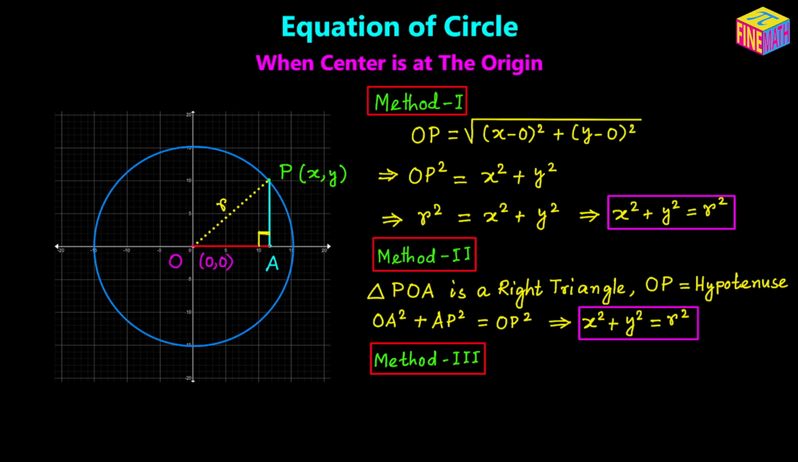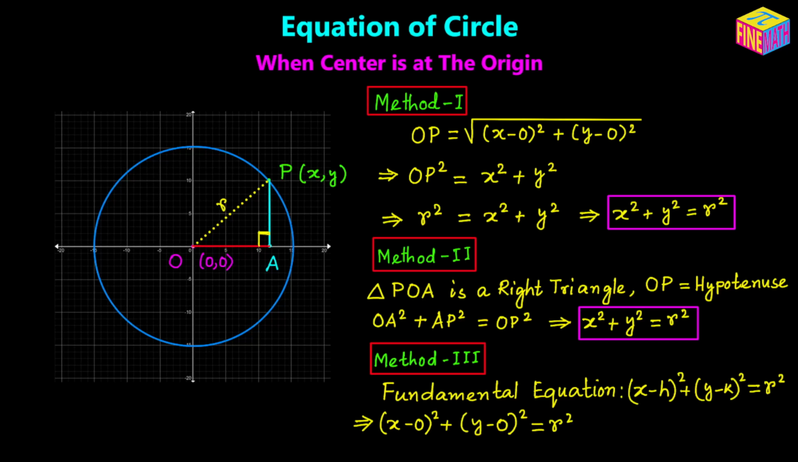Here, I am going to use the equation that we already derived in the previous video, which is the fundamental equation of a circle. The fundamental equation is like this: (x - h)² + (y - k)² = r², where h and k are the coordinates of the center. Now, in this case, because the circle's center is located at the origin, you can imagine that h and k will each be equal to 0.